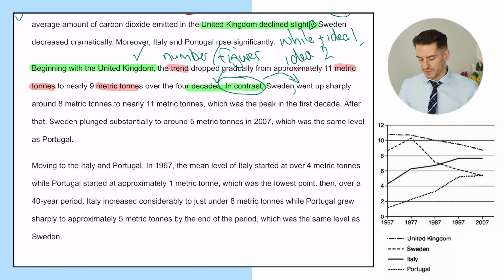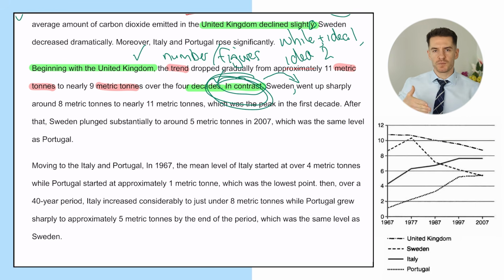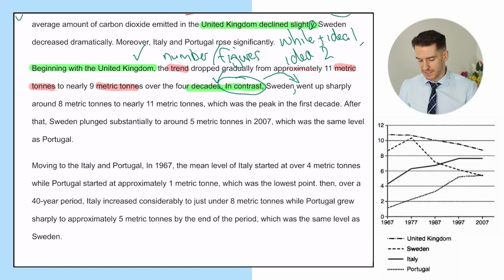That will be much more professional and it would show a higher level of grammar because anyone can just write in contrast, comma, dot, dot, dot. But it's much harder to put in contrast in the middle of a sentence or after a few words. Okay, so just keep that in mind.